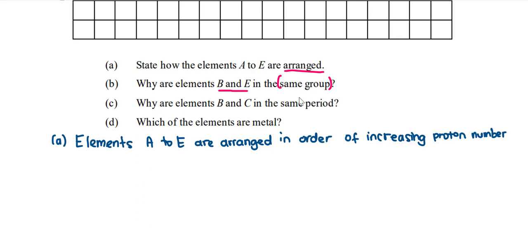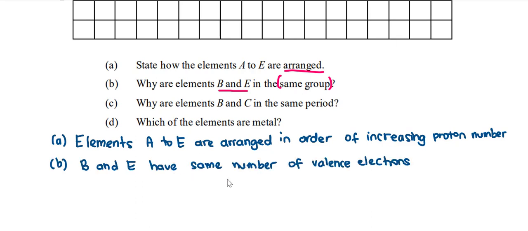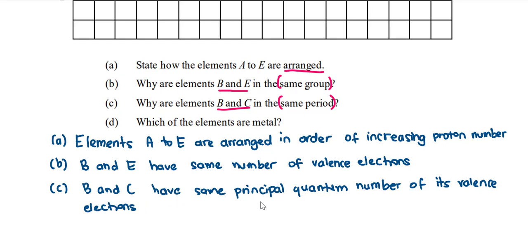So, B, dia tanya, why are elements B and E in the same group? Okay, so kita tahu kita tentukan group based on its valence electron. So, since B and E have the same number of valence electrons, so that's why it's in the same group. Okay, C pula, why are elements B and C in the same period? Okay, kenapa dia adalah dalam same period? So, for the period, since B and C have the same principal quantum number of its valence electron, so that's why dia adalah dalam period yang sama.